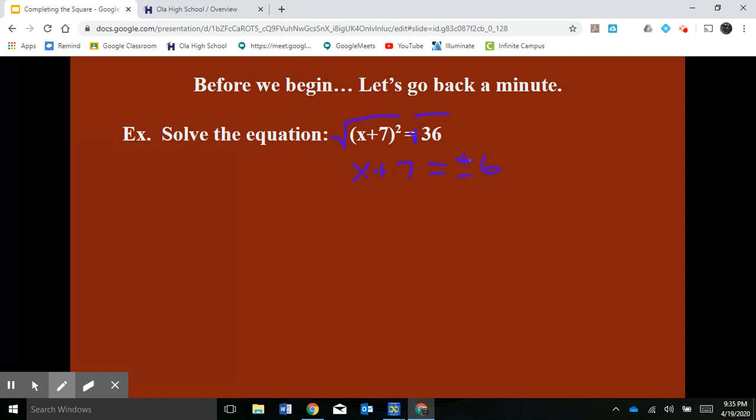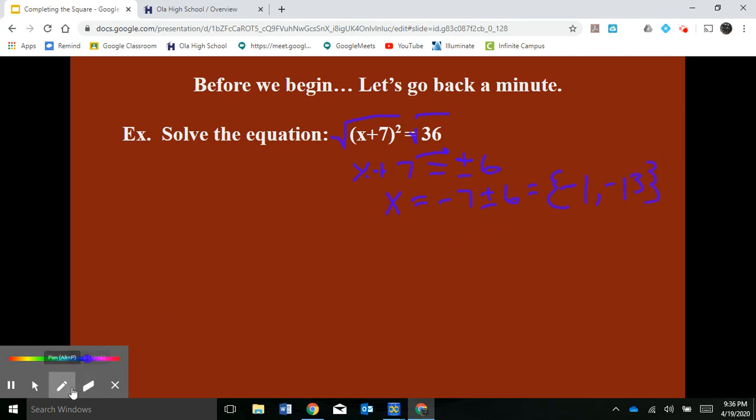So now it turns into a linear equation, which we can solve using our linear rules. I want to take this positive 7 to the other side. The way you do that is you subtract. So it'll be x equals negative 7 plus or minus 6. And remember, it's quadratic, so that tells us there's two answers. Our two answers are going to be negative 7 plus 6, which is negative 1, and then negative 7 minus 6, which is negative 13.